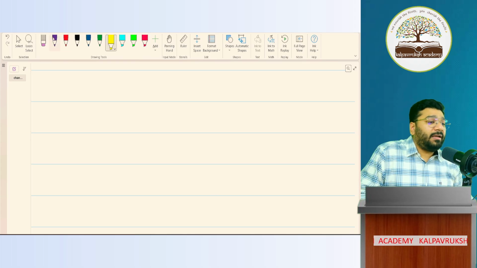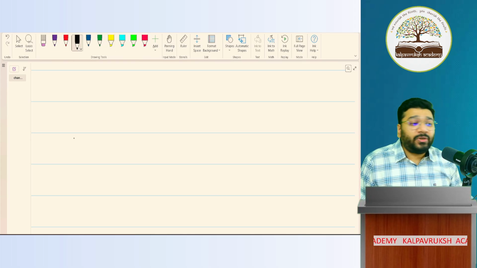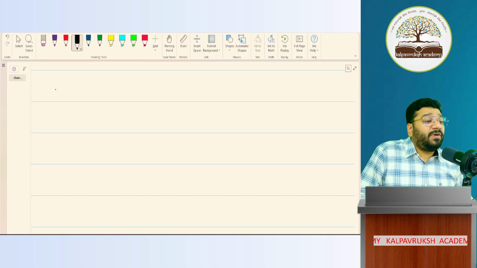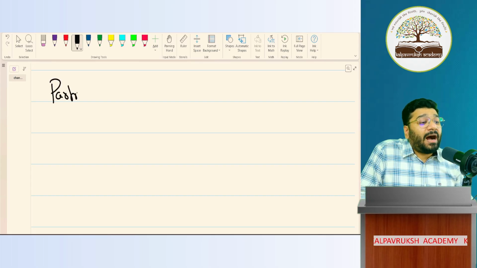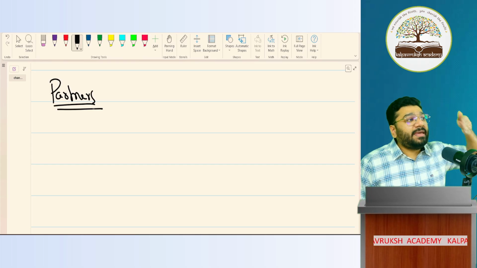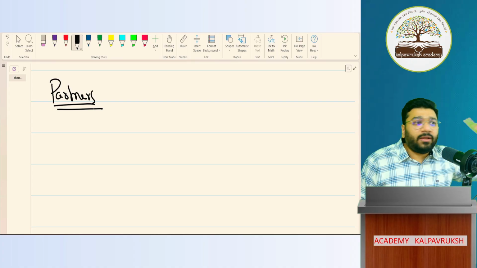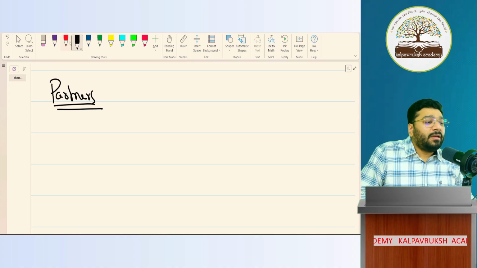As per that format, how many columns are you supposed to create? 4 columns. The first column is always the partners column: A, B, C, A, B, C, D. Like that, the partners' names have to be mentioned. Okay, not okay? In all the questions, this will be given.